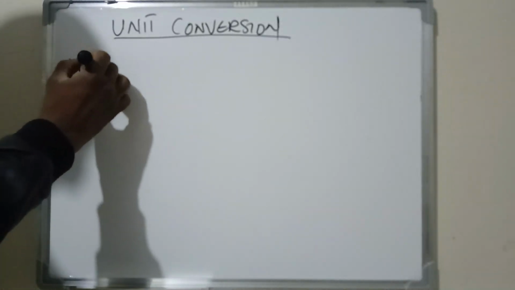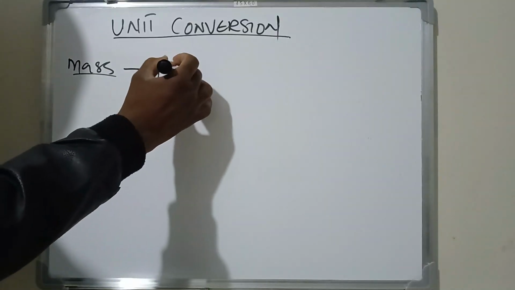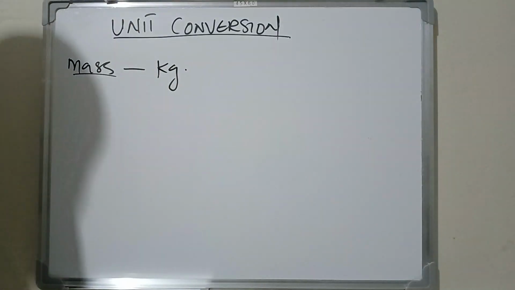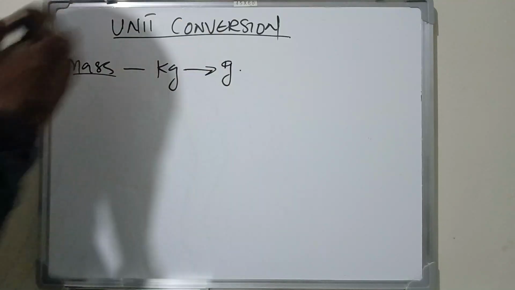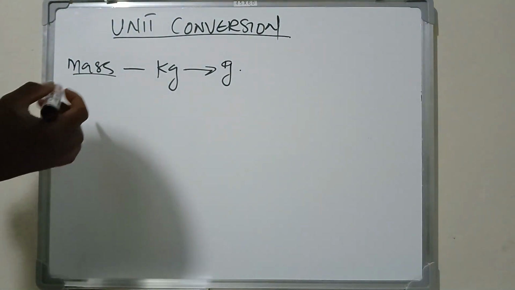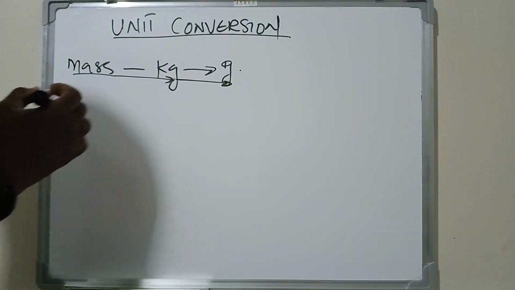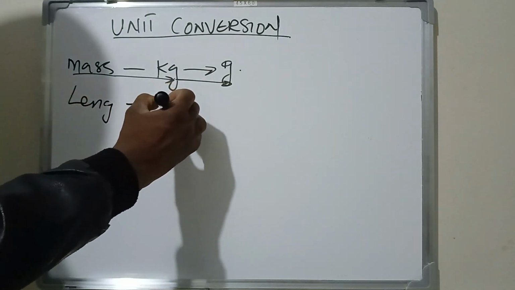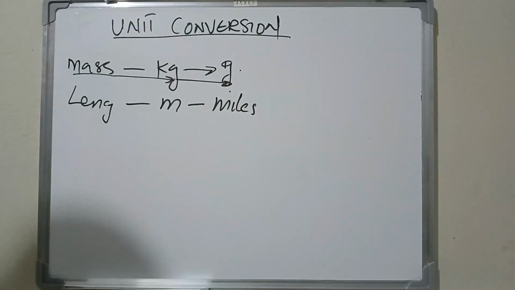Now, sometimes, for example, mass. We said mass is a fundamental quantity, and its unit is the kilogram. But sometimes mass can be measured in grams. So we have to learn how to convert from one unit to the other. Sometimes, for example, length, people may measure it in meters, while others may measure it in miles or yards or anything else. So we literally need to learn how to work with the different units.